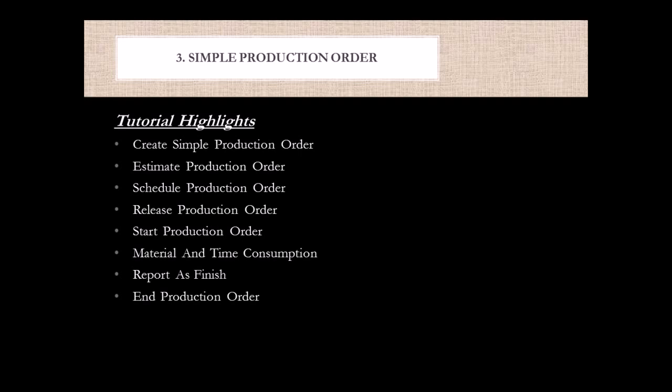In report as finished, we'll only have the physical effect, that is the physical movement of stock, that is the incoming of the finished good into the warehouse. Whereas in the end production order, we'll be looking at how the financial postings will be done and the total cost of the production order.